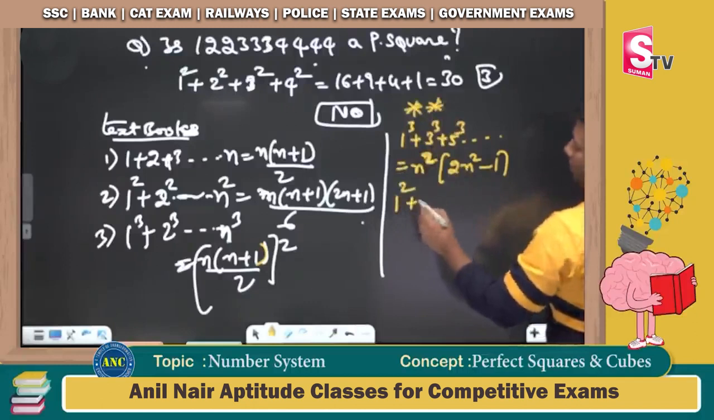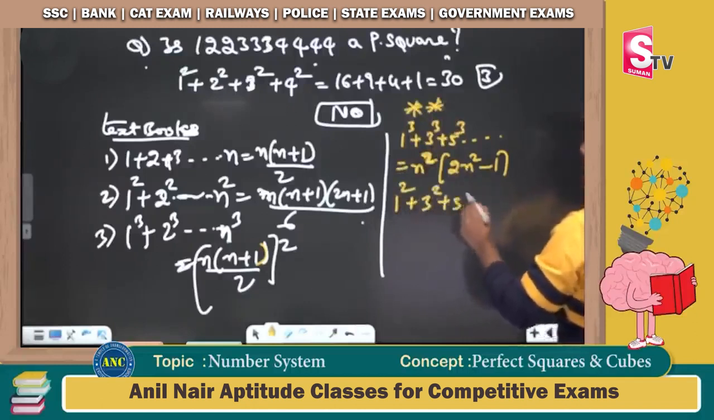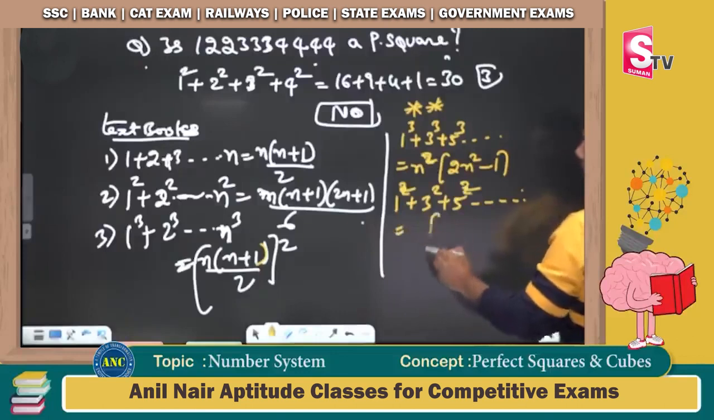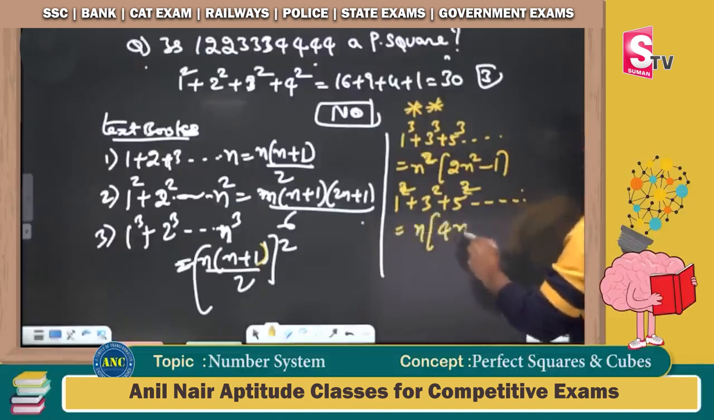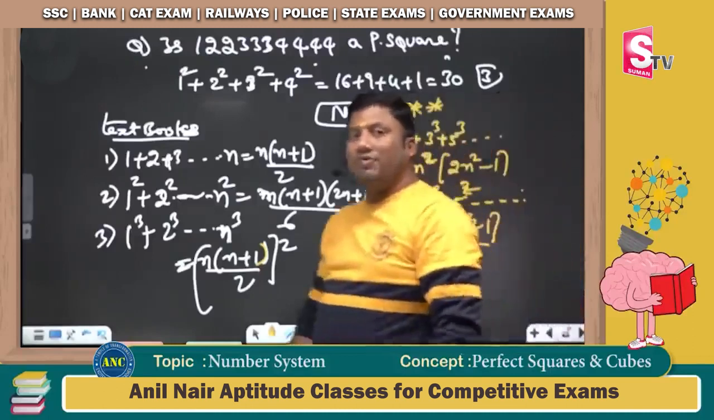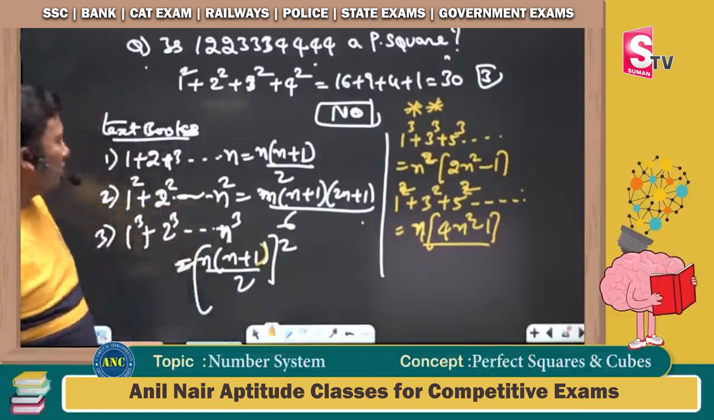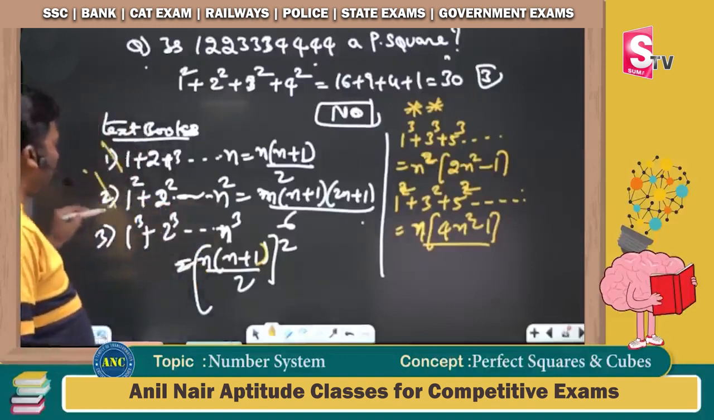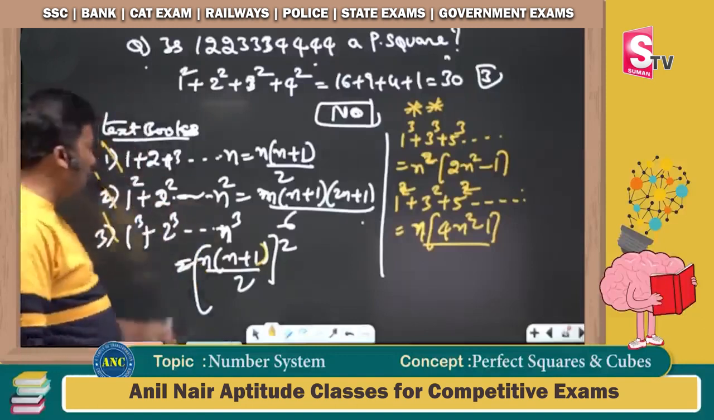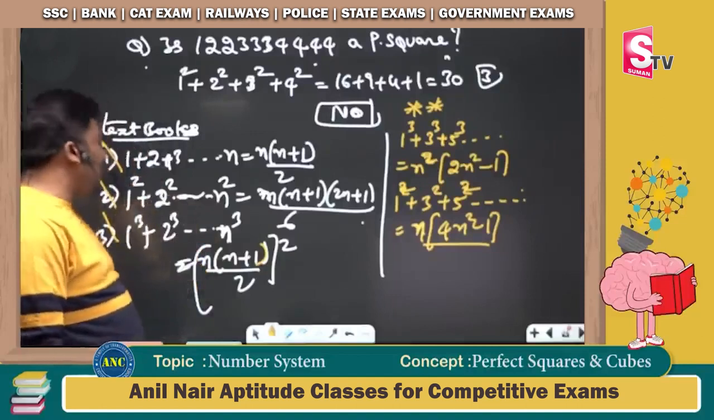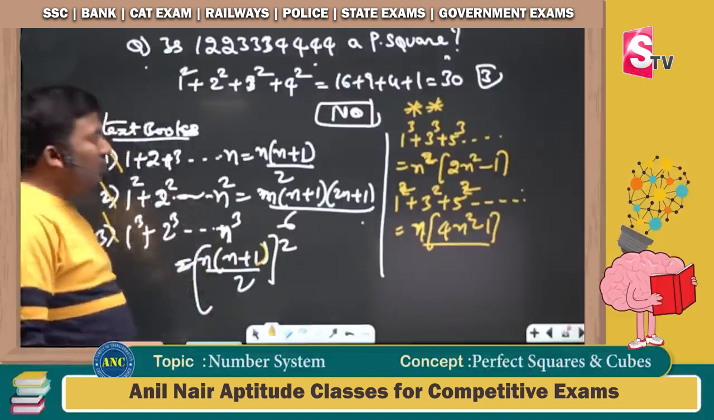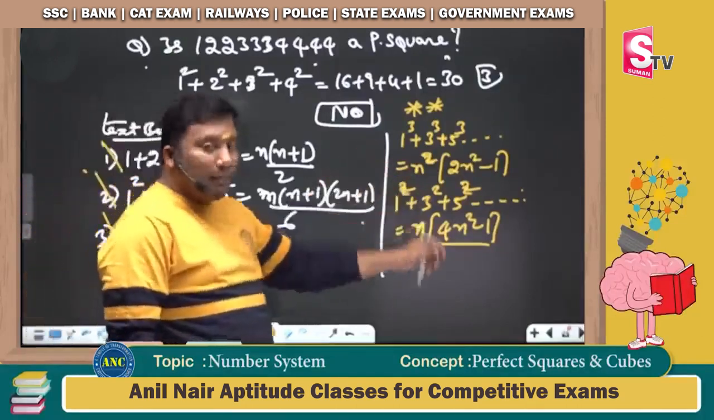Sum of the squares of the odd numbers, 1 square plus 3 square plus 5 square, is given by n into 4n square minus 1 by 3. Please make a note of these 2 points which you will not find in the regular questions. These three, most of you know: the sum of the first n natural numbers, the sum of the squares, the sum of the cubes. These two are very important.